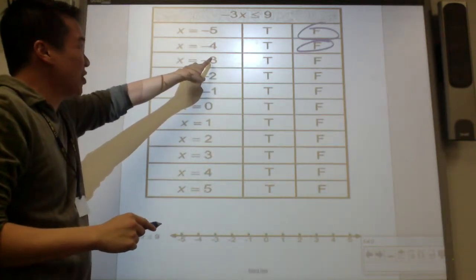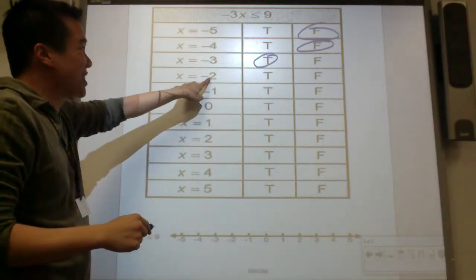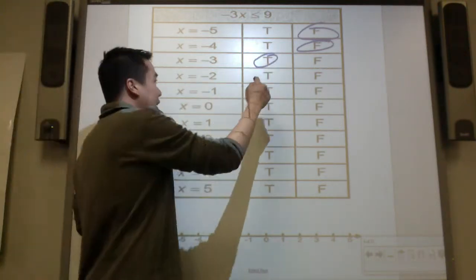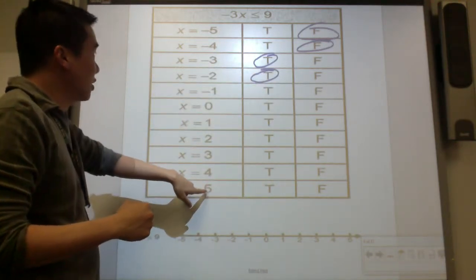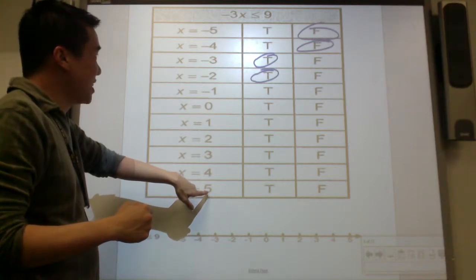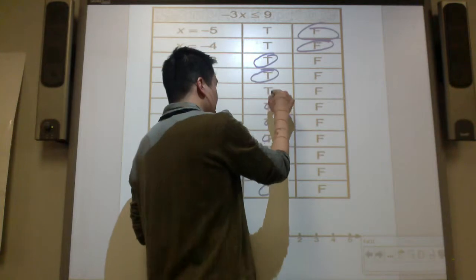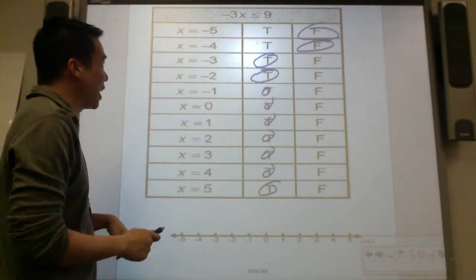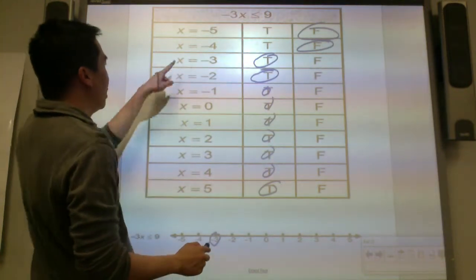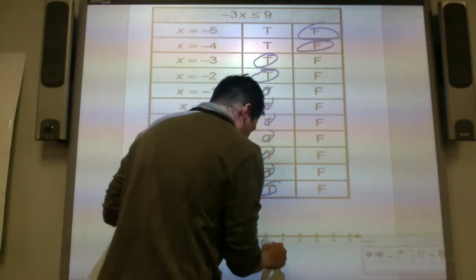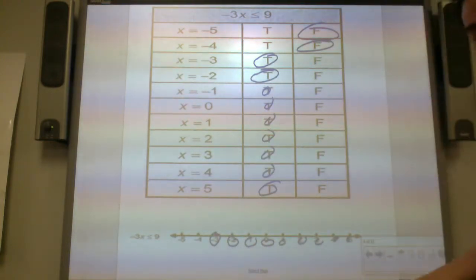Is 9 less than or equal to 9? True. Negative 3 times negative 2 is 6. Is 6 less than or equal to 9? It is true. And I think the rest is all going to be true. Like negative 3 times 5 is negative 15, which is less than or equal to 9. True, true, true. So going to my number line, I will circle negative 3, true. Negative 2 is true. Negative 1, 0, 1, 2, 3, 4, 5. All these instances are true.